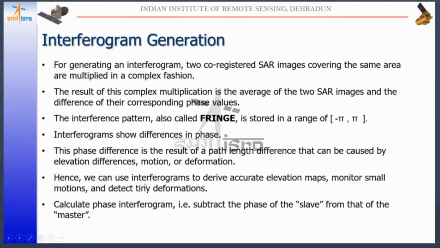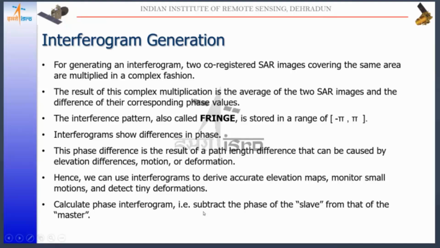These phase differences are the result of the path length differences that can be caused by the elevation differences. This is the important point. Because we have different terrain elevation, due to these elevations we have different slant ranges. Different slant ranges give different path differences, and the path differences are related to the phase difference.